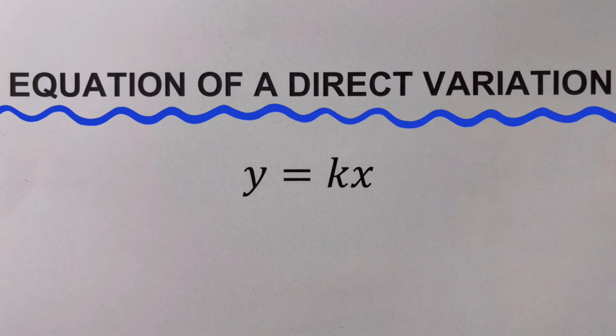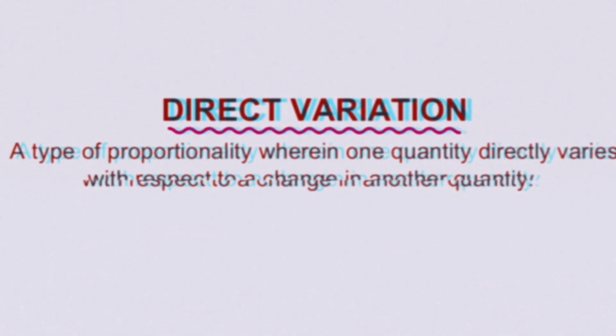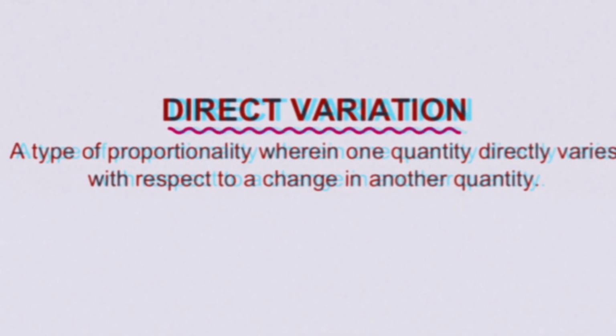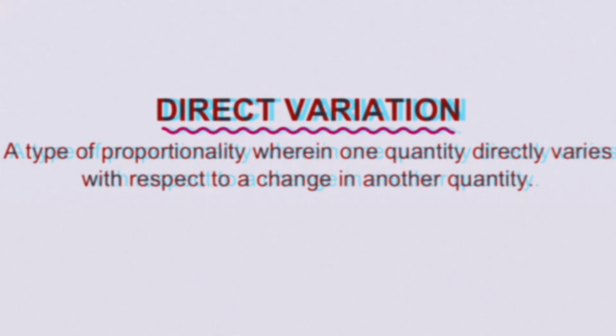To better understand what a direct variation is, let's have a review on the definition and real-life examples of direct variation. We remember that, by definition, direct variation is a type of proportionality wherein one quantity directly varies with respect to a change in another quantity.